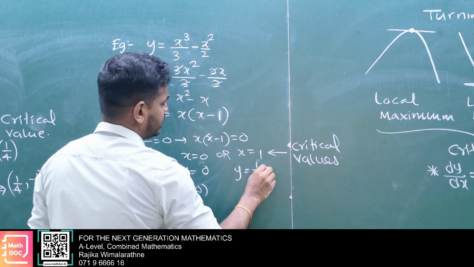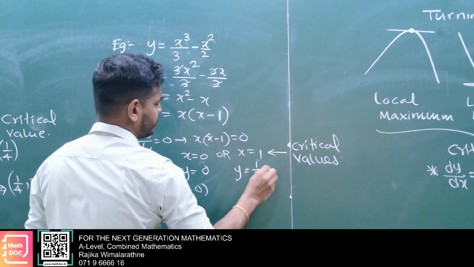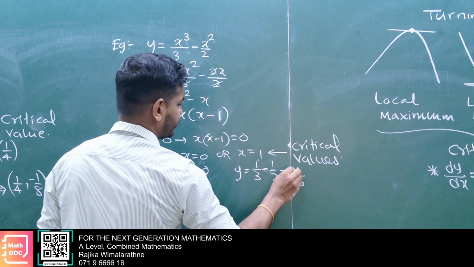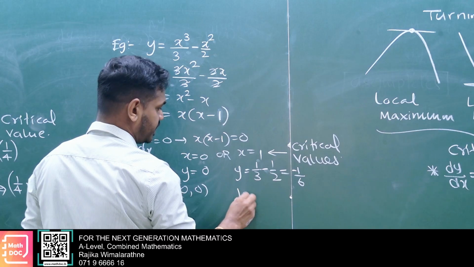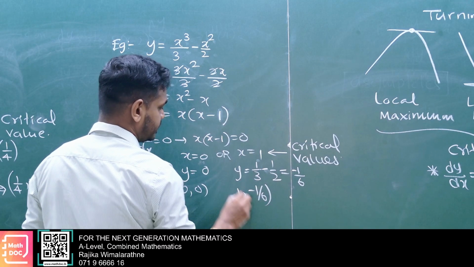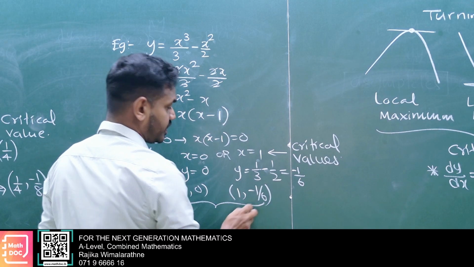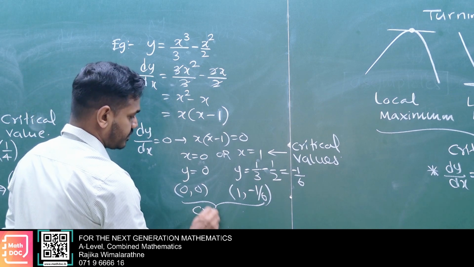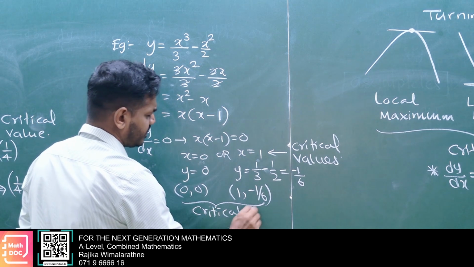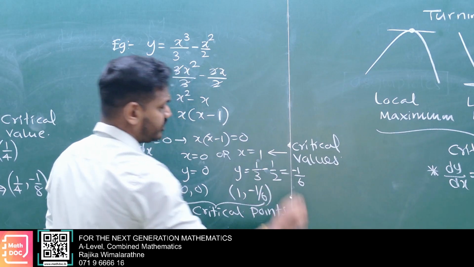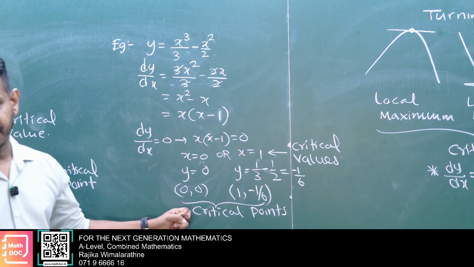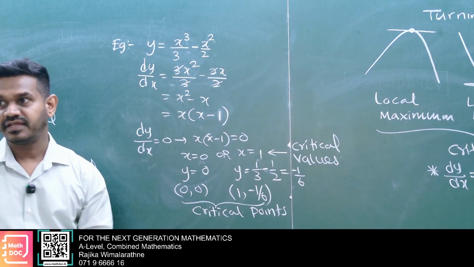1/3 minus 1 over 2, that is minus 1 over 6. Then the corresponding point is (1, minus 1 over 6). Then these two points we call critical points, no? We have two critical points. So later we will see how to classify them. Do up to that.